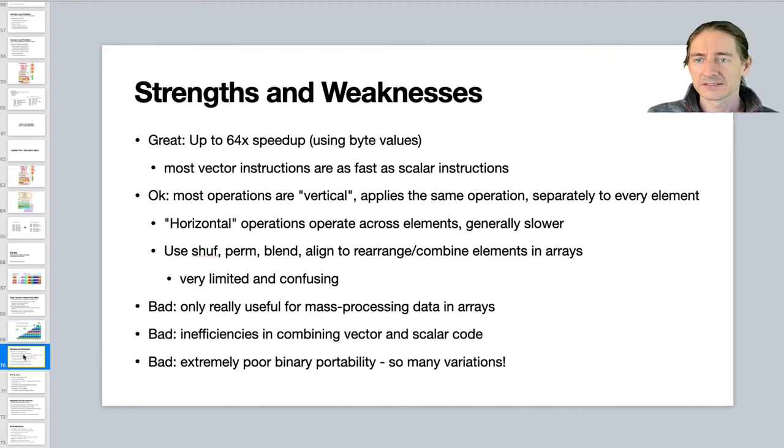So what are some strengths and weaknesses? It's really nice to be able to do 64 times the work with no extra instructions. Almost all the vector instructions are as fast as scalar instructions. So you really get a 64 times speedup if you're using 8-bit elements in your vector registers. Unfortunately, most of these operations are only vertical, in the sense that they only operate on independent elements or columns. They don't operate across the array.